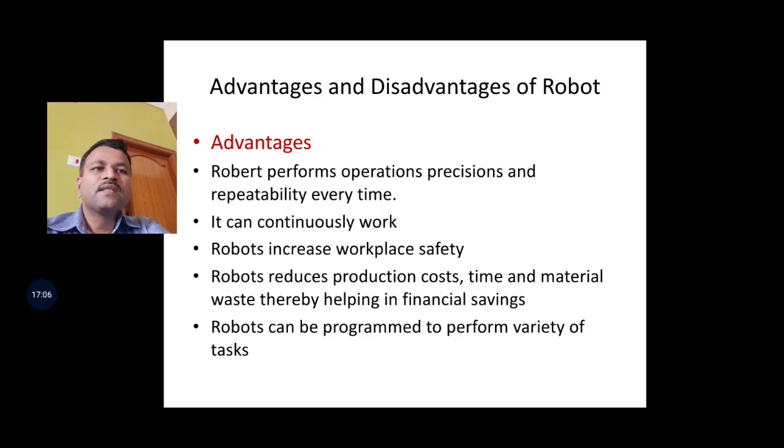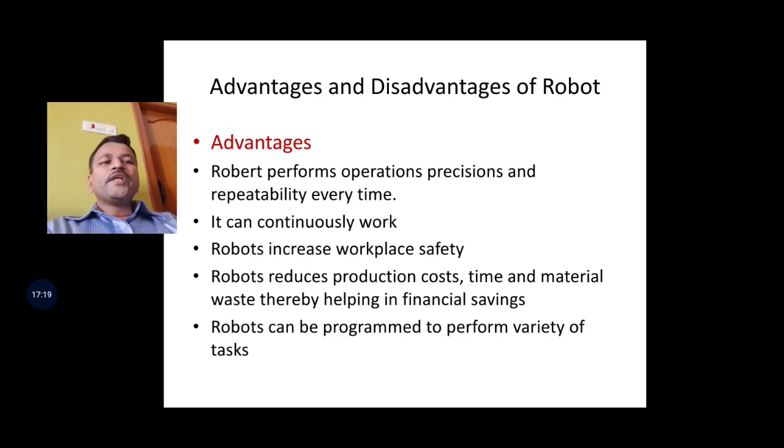So advantages and disadvantages of robot. This is general, not only for this configuration. It's generalized robot advantages. This is also very important from the exam point of view. First advantage is it performs operations with high precision and repeatability every time. It can work continuously. Human beings will not work continuously. Robot can work continuously. Robot increases workplace safety.